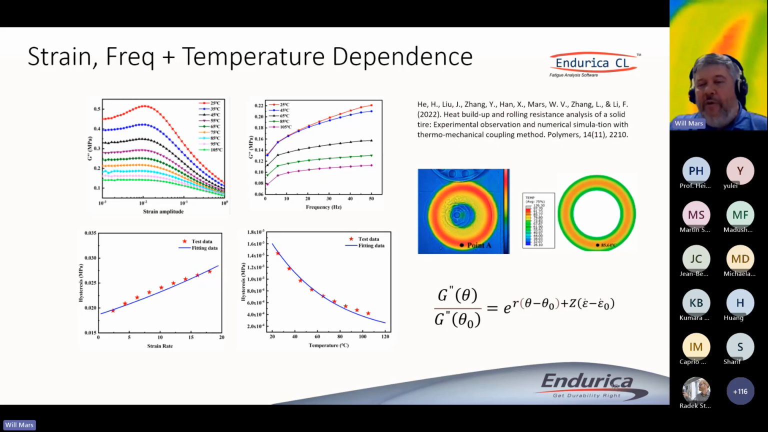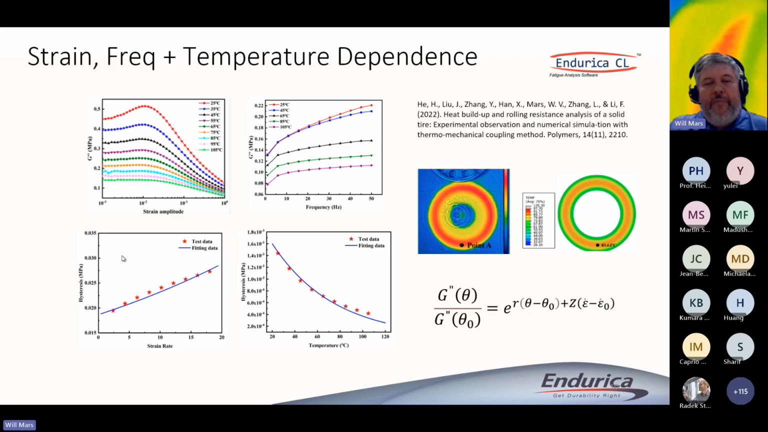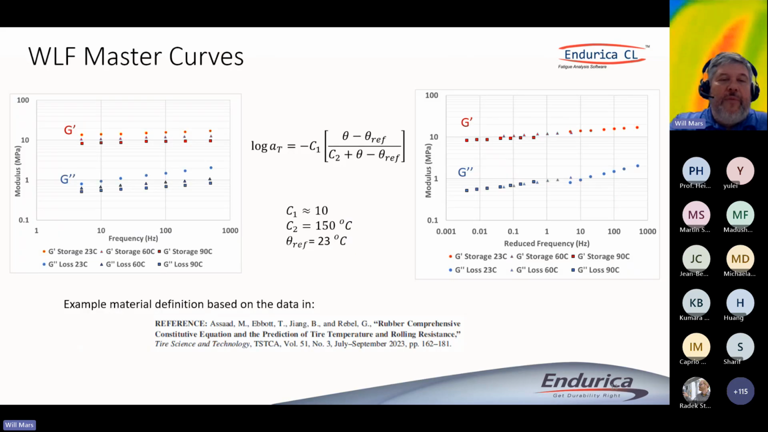I'll just point out again that you can use these models. So in addition to the WLF, a simpler model than the WLF is to use this exponential model. So in the case of this paper, they use this simple exponential model where the temperature dependence of the loss modulus depends as an exponential on the change in temperature and the change in strain rate. That's another. So the Endurica code gives you a couple of options for modeling time temperature dependence.